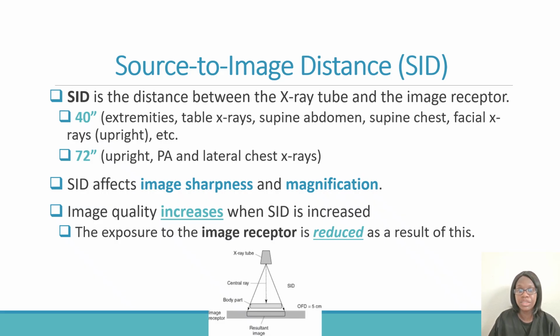And then for 72 inches, we have upright. We most commonly have your PA and lateral chest x-rays. SID does affect your image sharpness and magnification. Image quality is increased when SID increases. The exposure to the image receptor is reduced as a result of this.